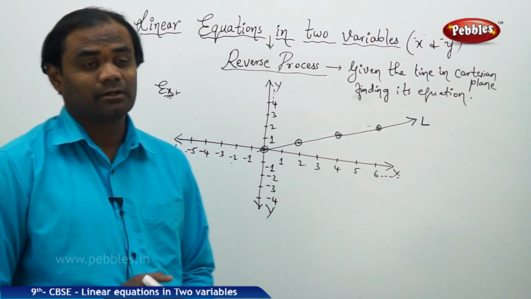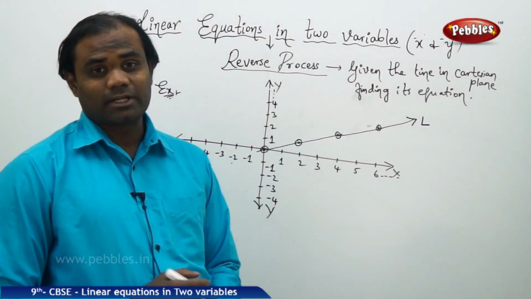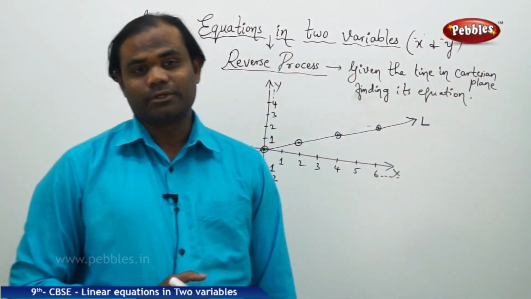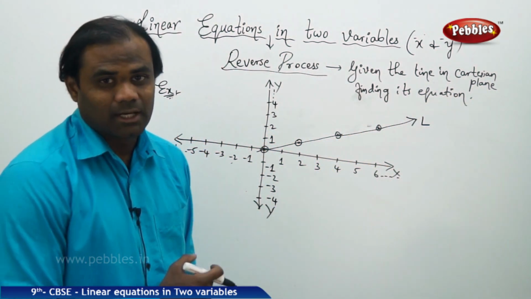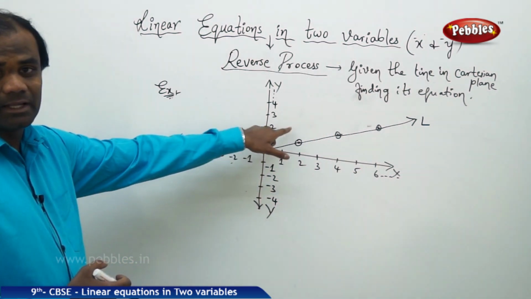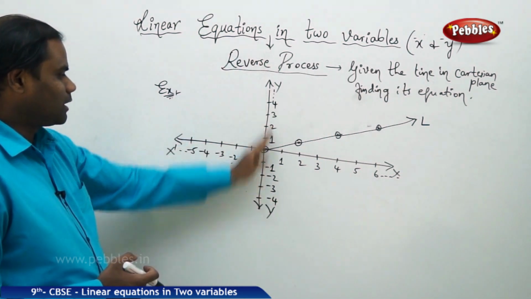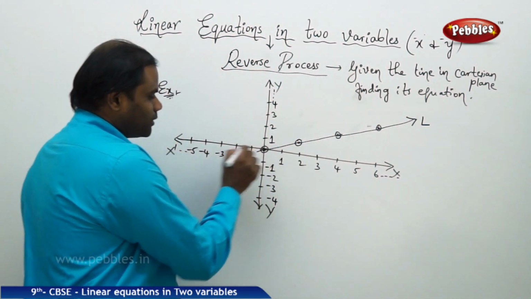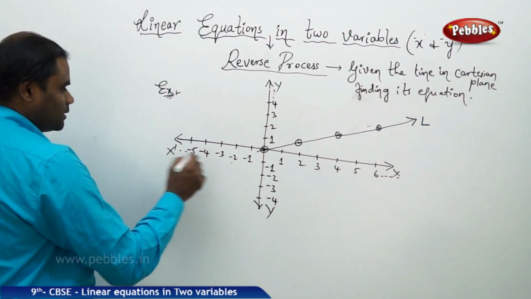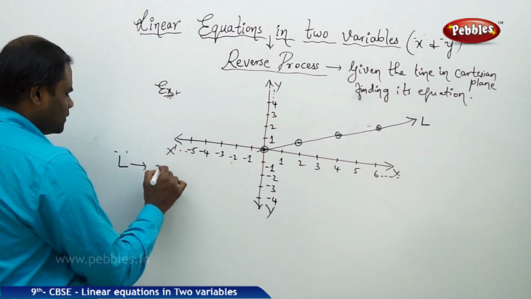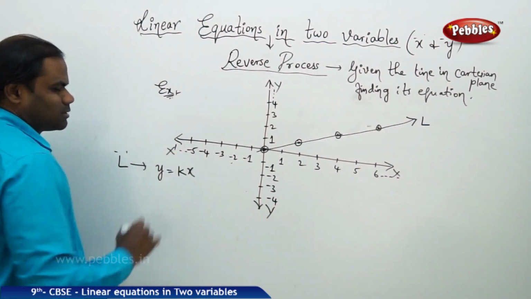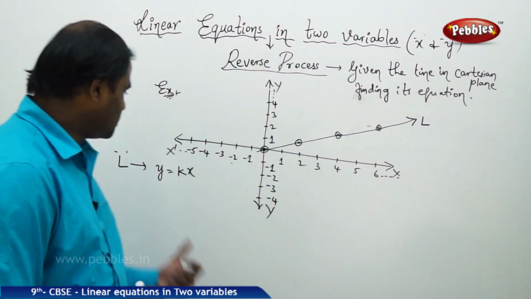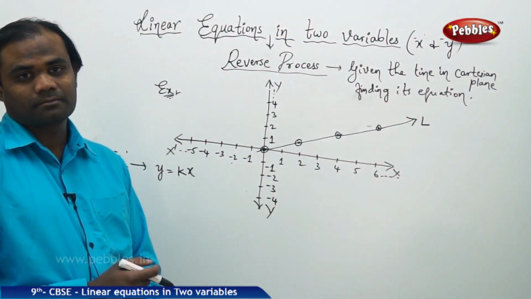Is how I understand the reverse process of understanding that given the line in Cartesian plane, how to find its equation. So let's see how we can find the equation of this line L. Now here I have a Cartesian plane in which the line lies here. As clearly this passes through origin, the first thing I identify that this line L must have the equation y equals kx, no doubt, because it passes through origin. It must be of the form y equals kx.